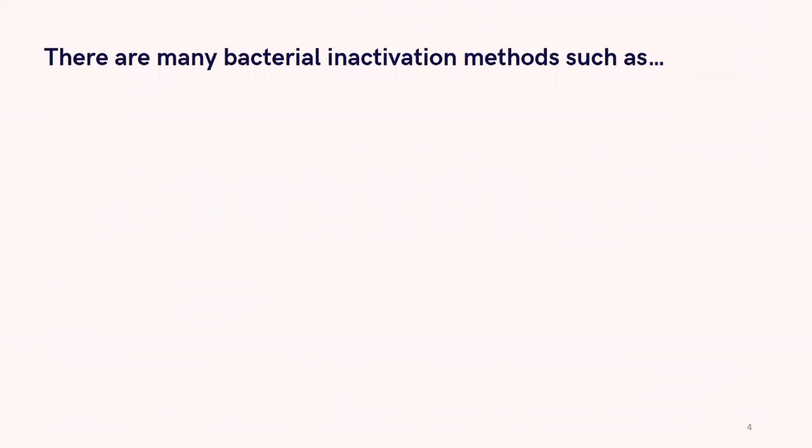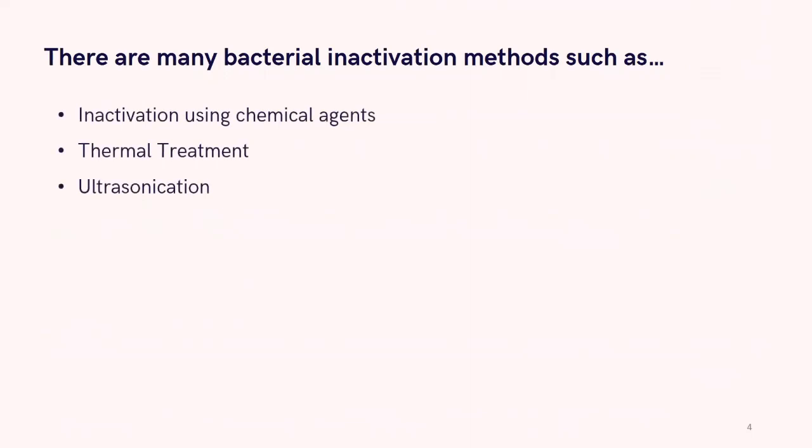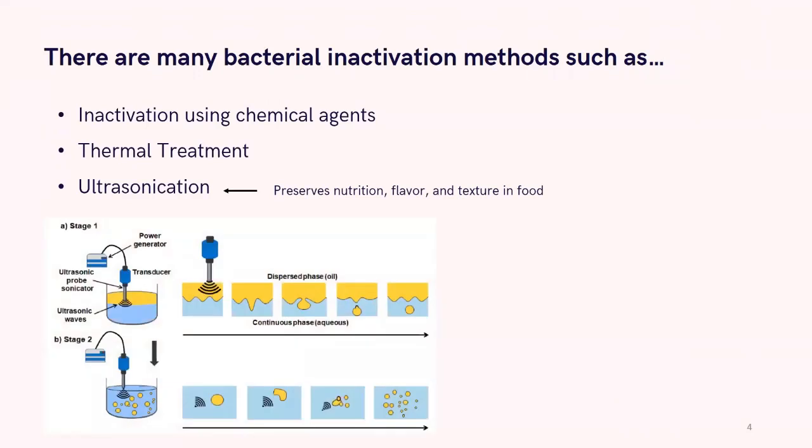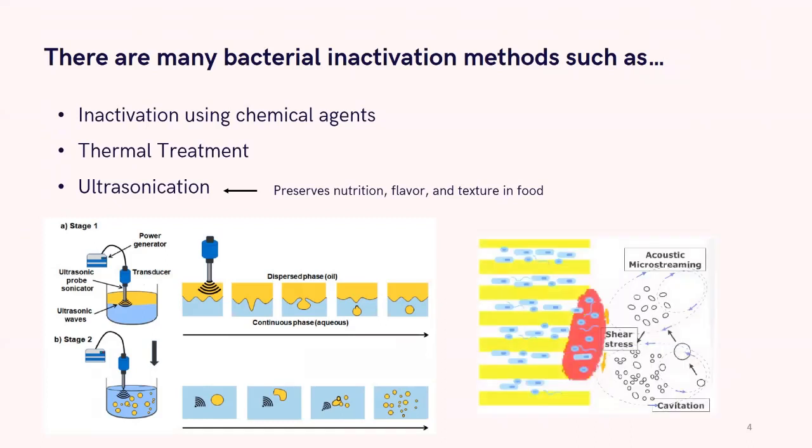There are many methods to eliminate pathogens in food, such as inactivation using chemical agents, thermal treatment, and ultrasonication. However, such methods usually decrease the nutritional value in food. The ultrasonication method is one of the popular methods to preserve nutrition in food as well as maintaining the flavor and texture. Here in this image, we can see the working principle of ultrasonication. Basically, it utilizes the concept of cavitation. The popping bubbles in the ultrasonication method release high pressure that destroys bacteria.